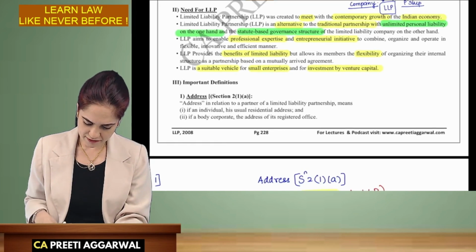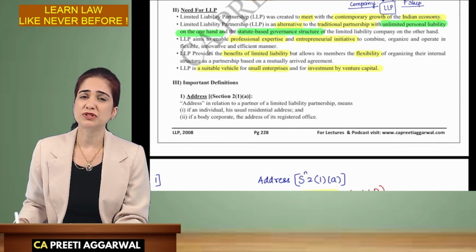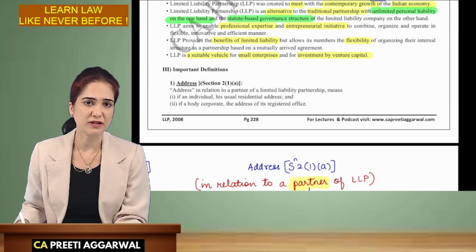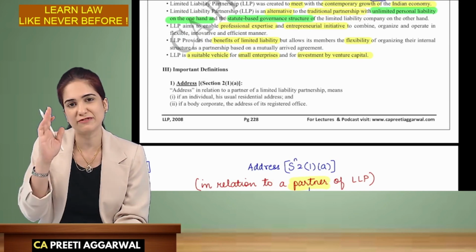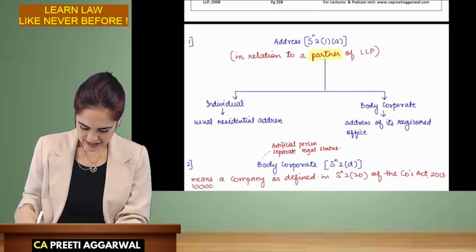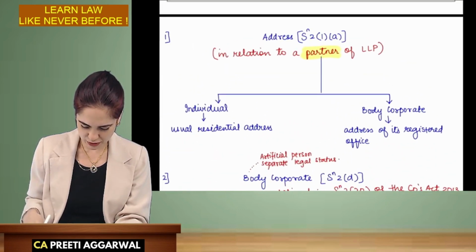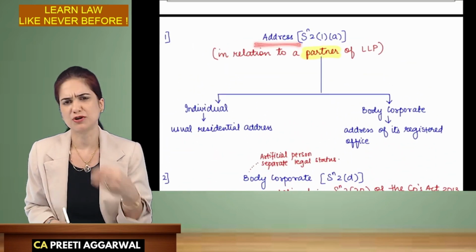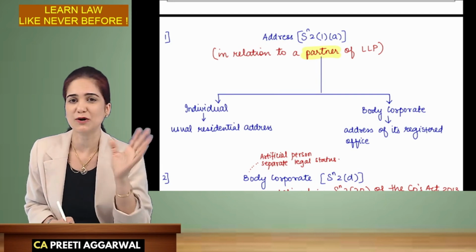These are the important definitions. Now, I know that definitions have to be memorized, but it is very difficult for us to remember everything. So I have a very easy way of remembering all these definitions, like the chart which I have prepared. Okay, so if a question is asked on the definition of address, how will you remember? This is how you will memorize.